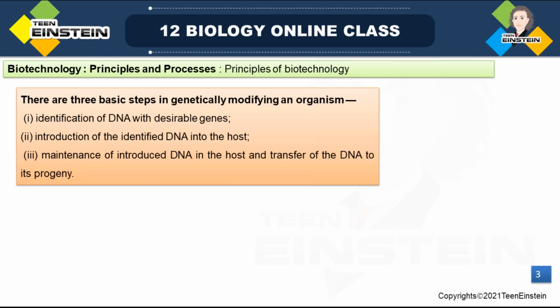And while the host multiplies, that DNA along with the desired gene also will get multiplied, right? So it will get transferred into the progeny of that host. Got it? Don't get confused. First we need to identify the gene. We can identify the gene in DNA, that DNA with desirable gene. On that DNA, whether the desirable gene is present or not, we can confirm and identify that.